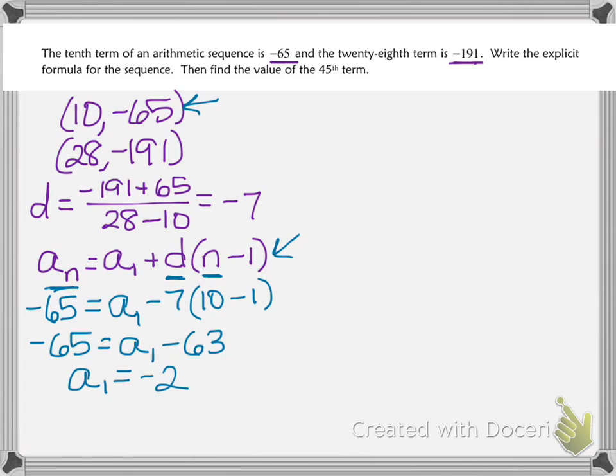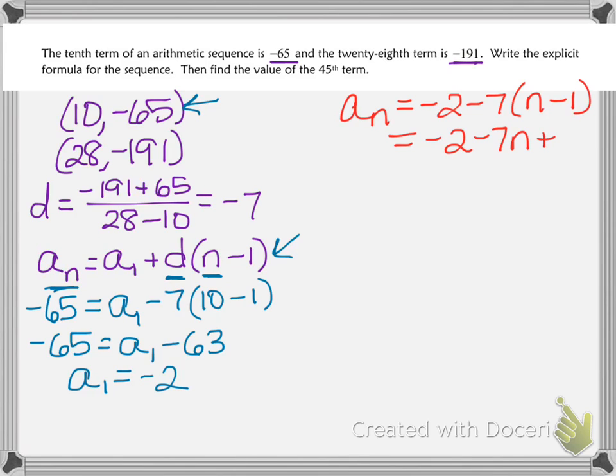So now we can go back to our explicit formula and write it. So it would be a sub n equals negative 2, which is our first term, minus 7, which is our common difference, times n minus 1. This would be negative 2 minus 7n plus 7, which is negative 7n plus 5.